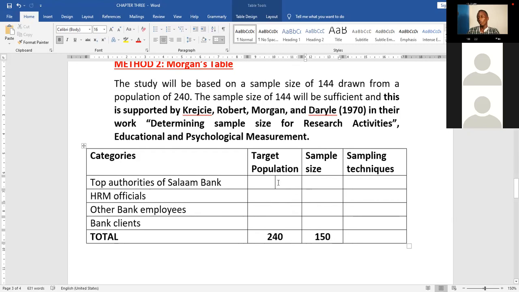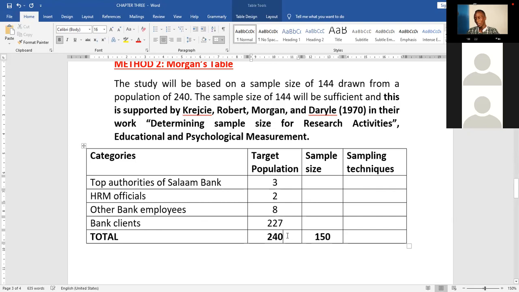So how many top authorities do you think you can get? Maybe like 3. But don't say 20, because you cannot get 20 top authorities at the bank. Human resource officials maybe like 2, and then other bank staff members, if it is a branch, maybe like 7. Don't say 30 because you cannot get 30 at a branch, maybe if it's the headquarters. Then the bank clients: if you add this plus this, that is 10, 13.